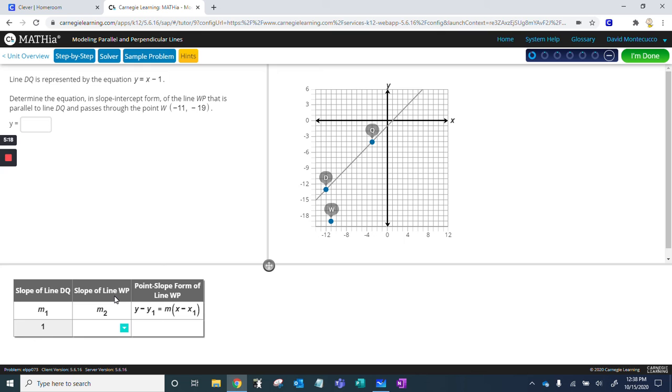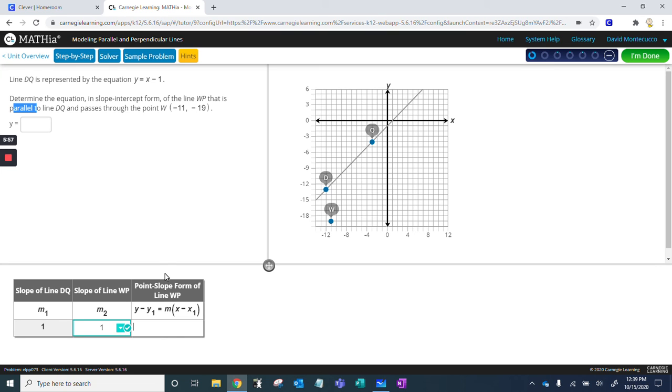Slope of WP. Do you see a P? See a Q, a D. DQ. Determine the equation, the slope-intercept form of line WP that is parallel to DQ and passing through. Well, parallel, see the word parallel right there? All right, well, parallel is the same slope. Got it. All right, now we can just type it in.